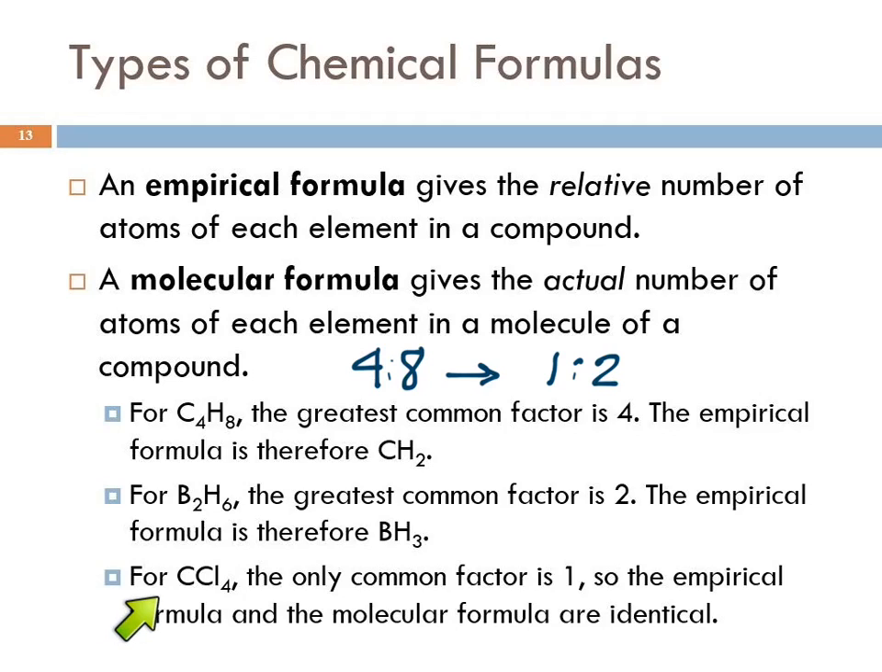Sometimes the empirical and molecular formulas are the same. CCl4, that's a ratio of 1 to 4. You can't simplify that. The empirical formula is the same as the molecular formula. Any questions? Other than, why do we do this?